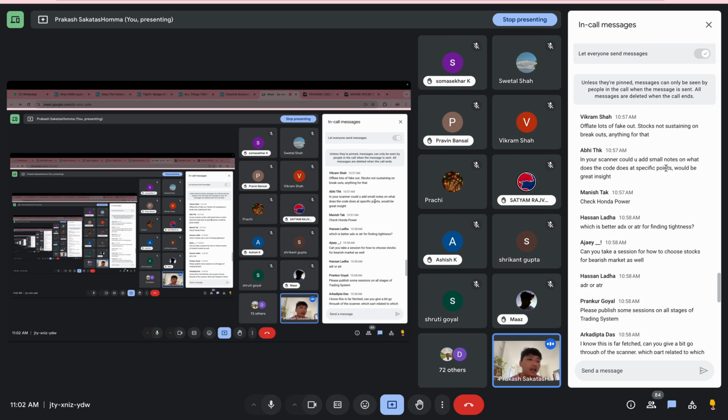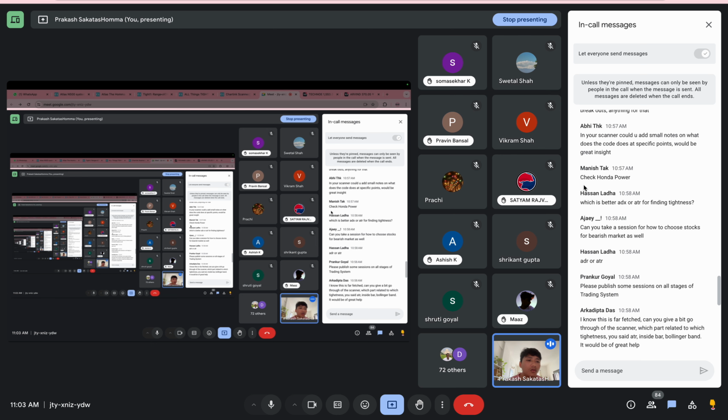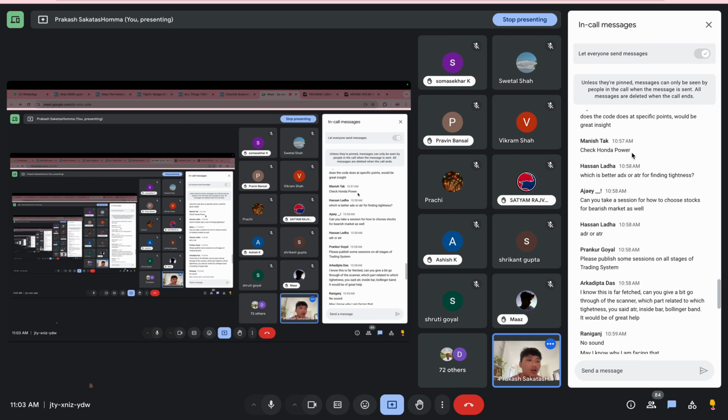In your scanner, could you add small notes on what the scanner does? Just because I don't want to take notes, I gave a 1 hour amazing session in my opinion. So I hope you have taken those notes. Yes, Honda Power is also really good. Which is better, ADX or ATR, for finding tightness?